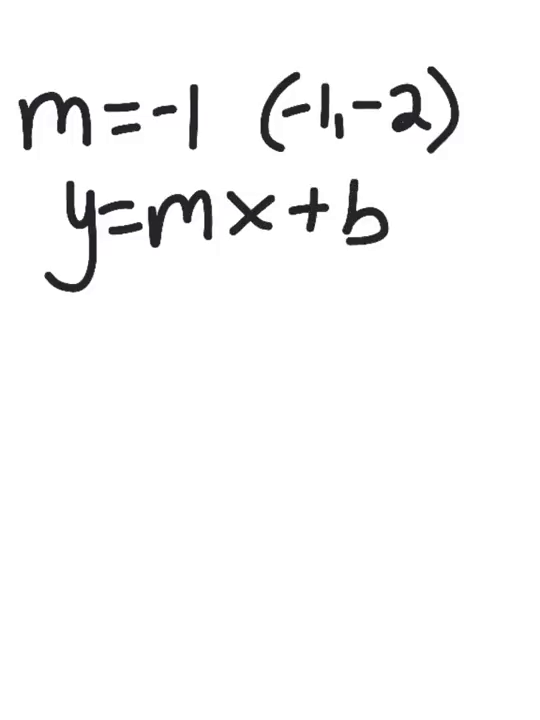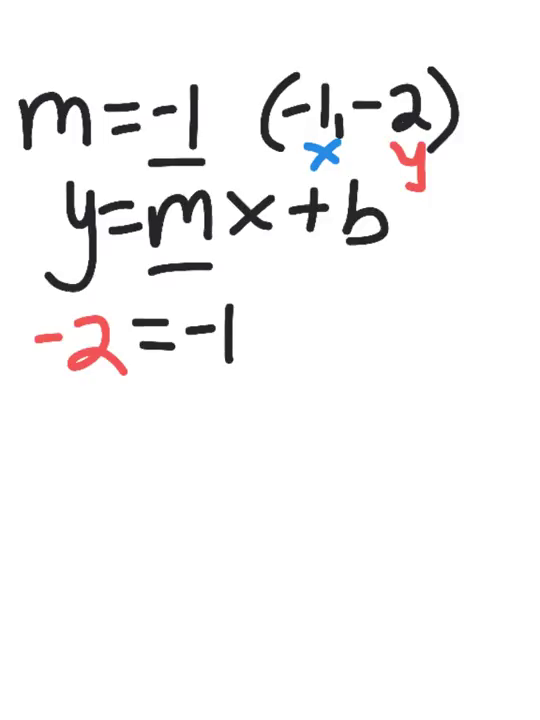So I would have to substitute in my y-coordinate, my x. So this is y. This is your x-coordinate, and this is your slope, obviously, -1. That should go in there. So now I will have -2 = -1 times -1 plus my intercept that I'm solving for.